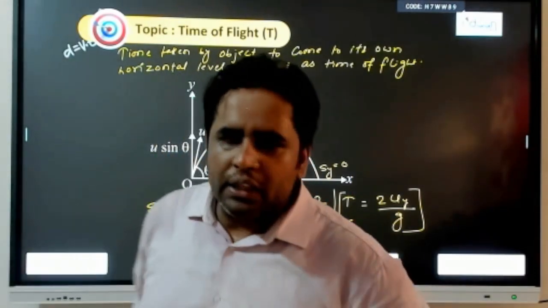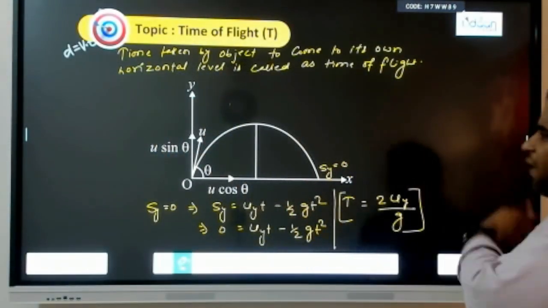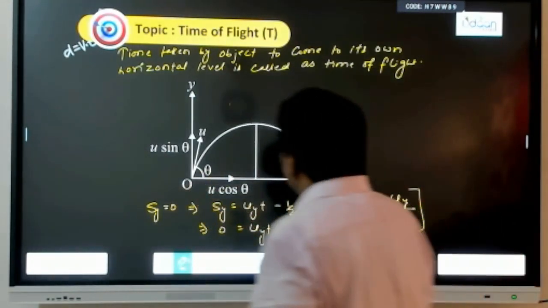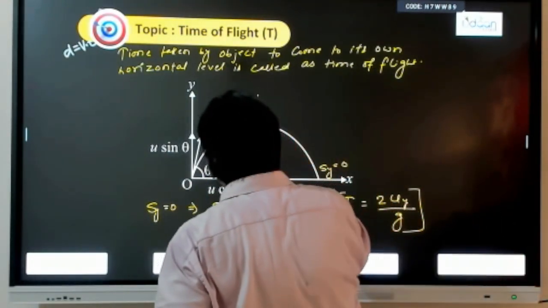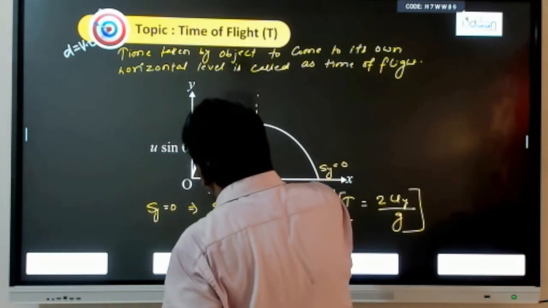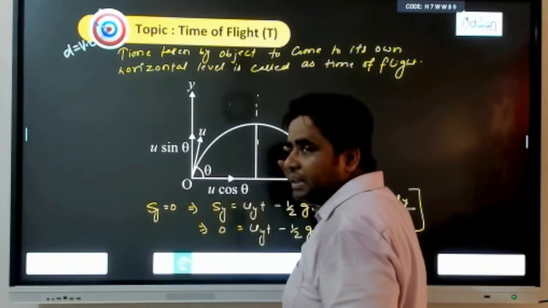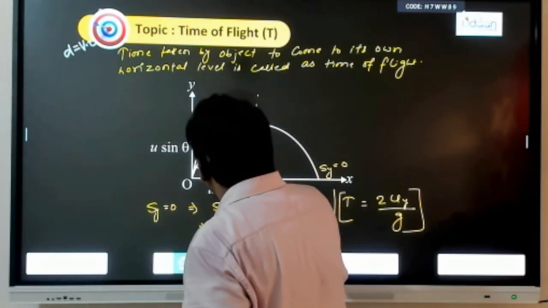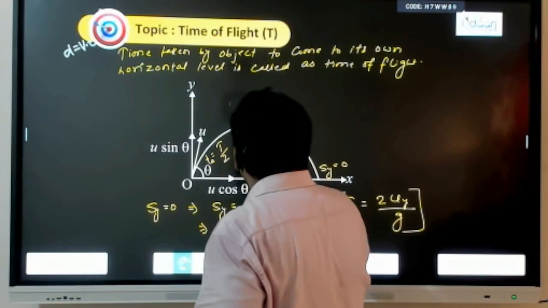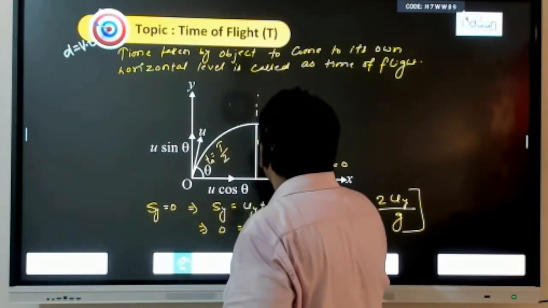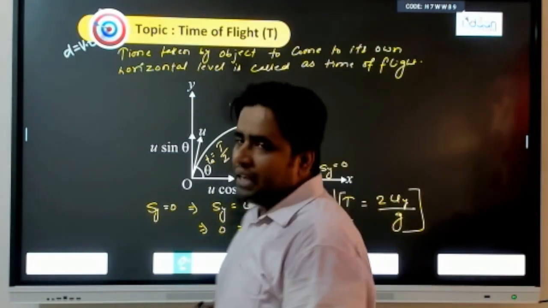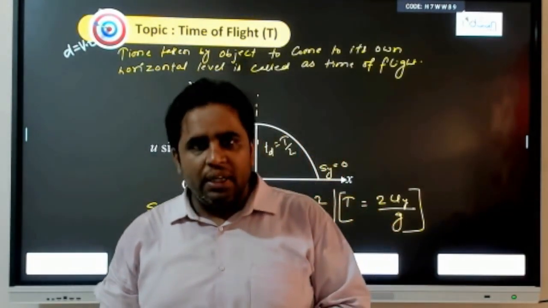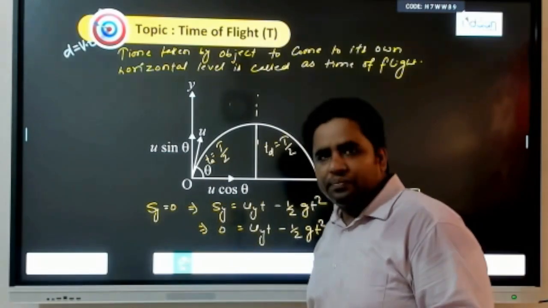I hope you have understood my point. Now, if I am talking about total time of flight, it is taking the time from here to here, and this particular motion is symmetric. So half of the total time will be taken this side and half of the total time will be taken this side. What I mean to say is, the total time divided by 2 will be the time of ascent, and total time divided by 2 will be the time of descent. You will be asking, sir, how? This has been observed by applying the equations that this relation holds true.